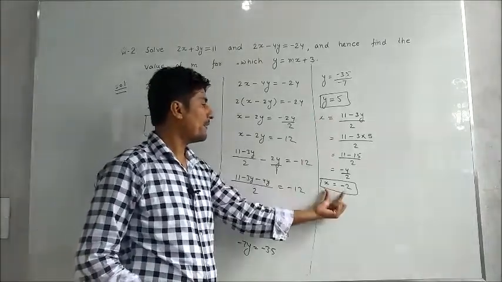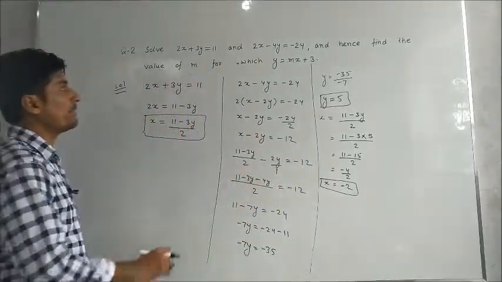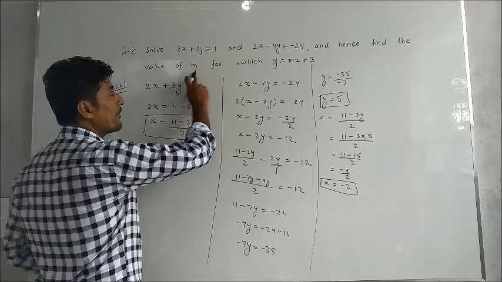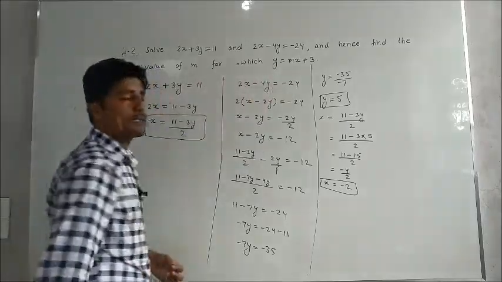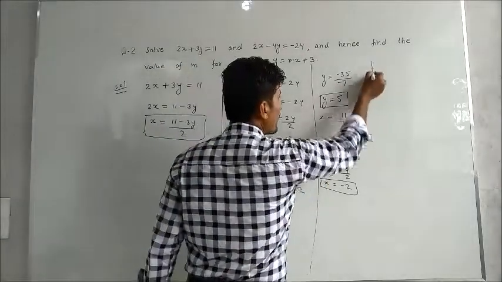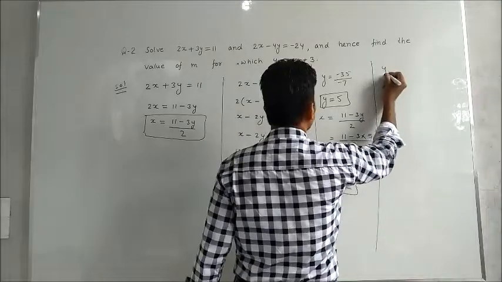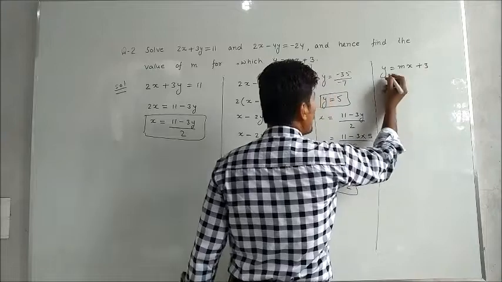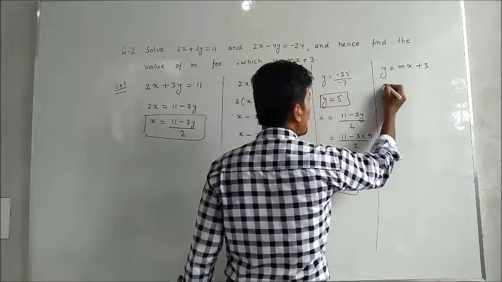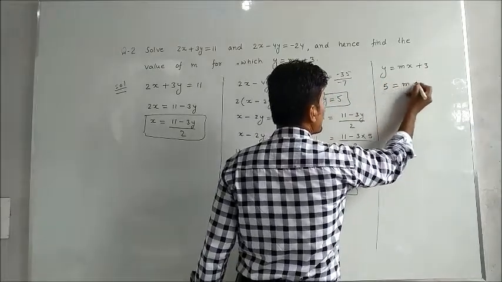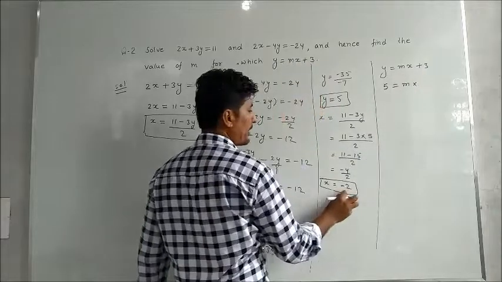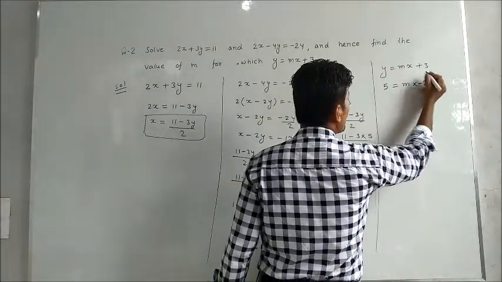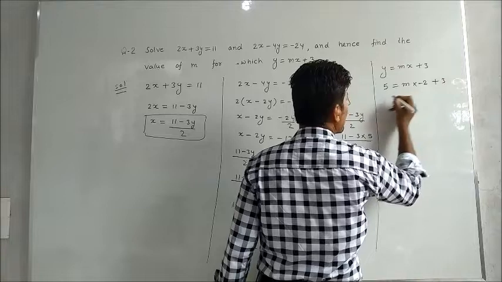After getting the value of x and y, then we have to find the value of m, for which y equals to mx plus 3. So first of all we will copy the equation. The equation is y equals to mx plus 3. As we know the value of y equals to 5, so we can write here 5 equals to m will be as it is, x. On the place of x we can write minus 2, plus 3 will be as it is.